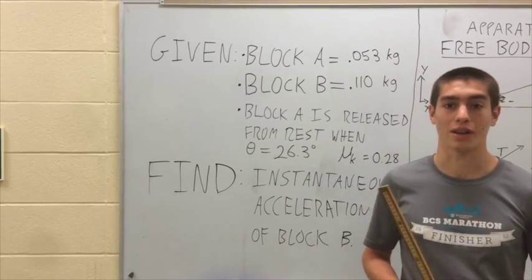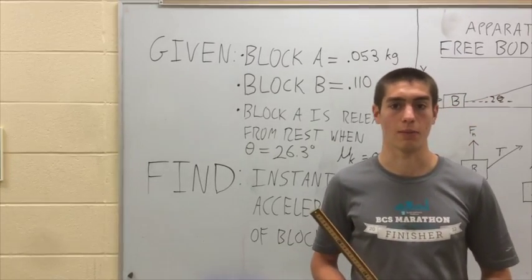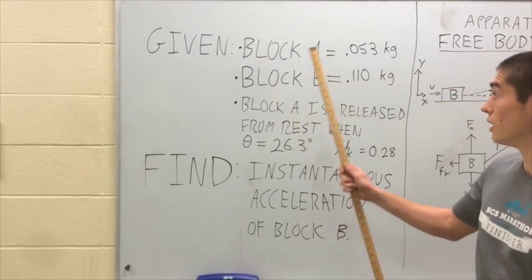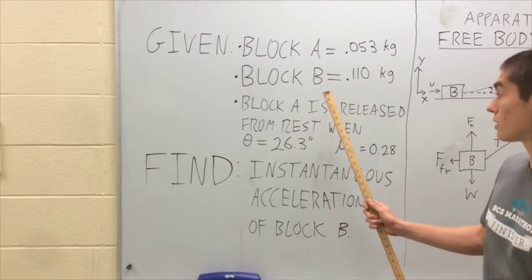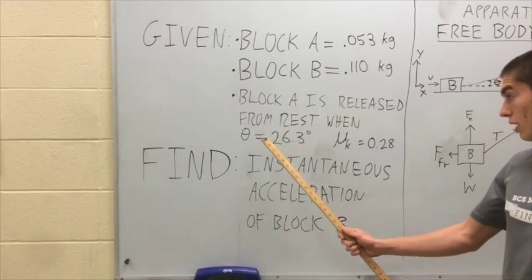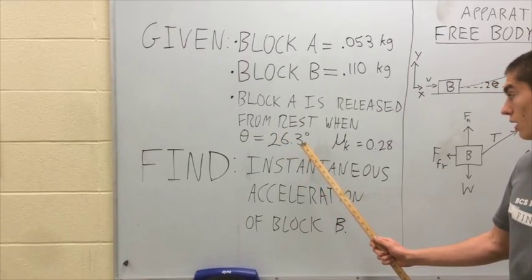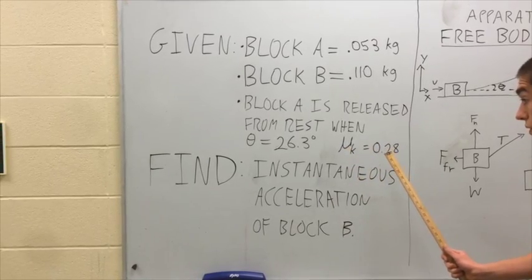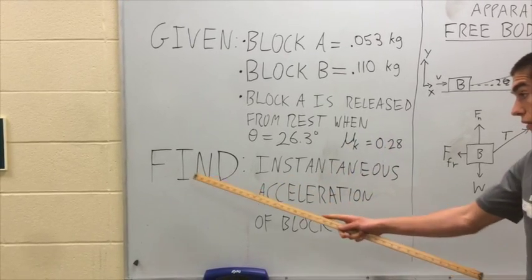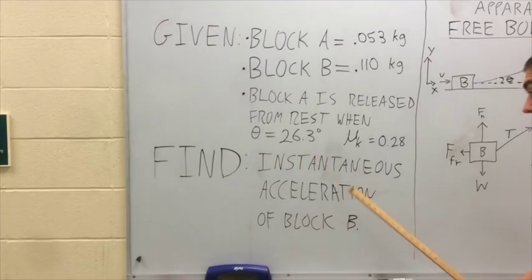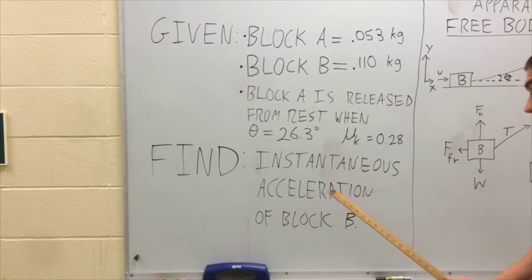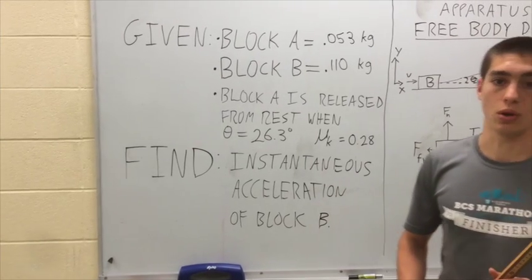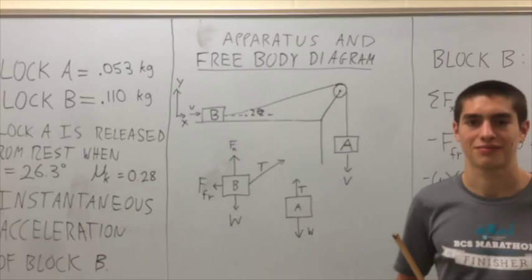Now we'll be going over the calculations involved in conducting our experiment. We'll start with our given and our find. So we have a given mass of the two blocks. We have the angle at which the tension is applied to the block, and we have our coefficient of kinetic friction between the two paper-covered surfaces. And the goal of these calculations is to find the instantaneous acceleration of our block B. And when we get that value, we will compare that result with the results of our experiment.